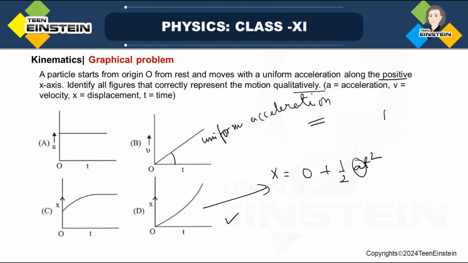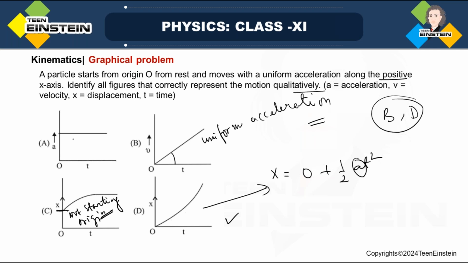So B and D are there. Now you just check with this. Initially there is some displacement from here, we can see. So this is not starting from 0, not starting from origin.